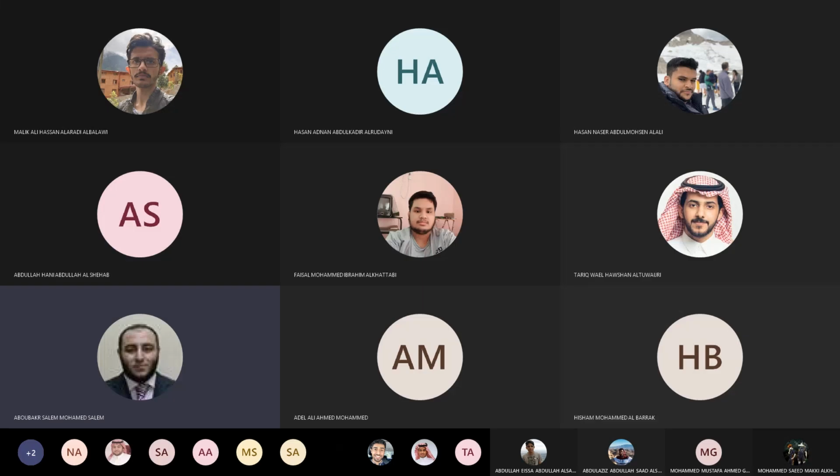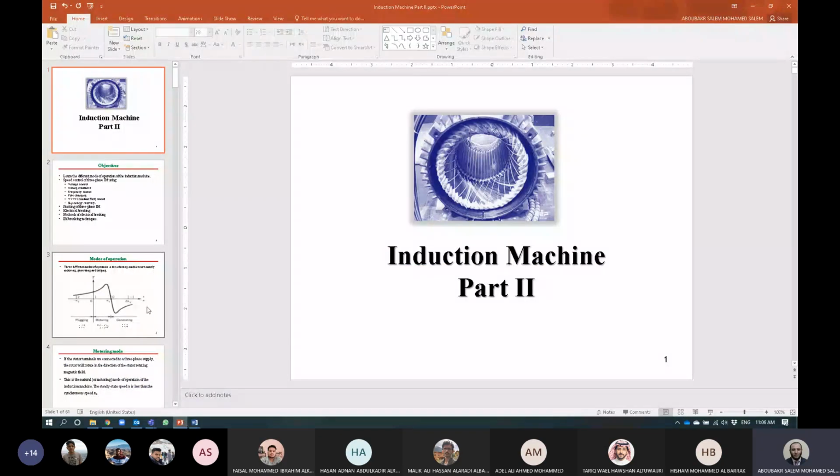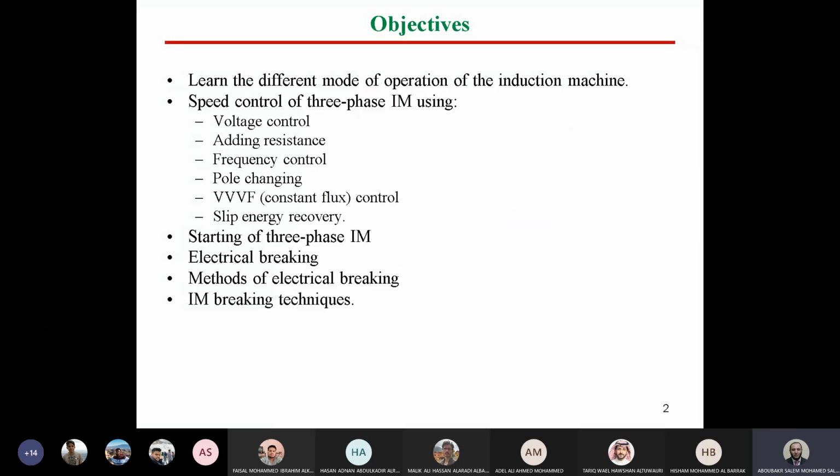شباب إن شاء الله we will continue our discussions on induction machine topics. So in these slides شباب, during these weeks we will cover the following objectives, which are to learn the different modes of operation of the induction machine. Now, all that has been covered in our discussions شباب is regarding the machine operation in motoring mode only.